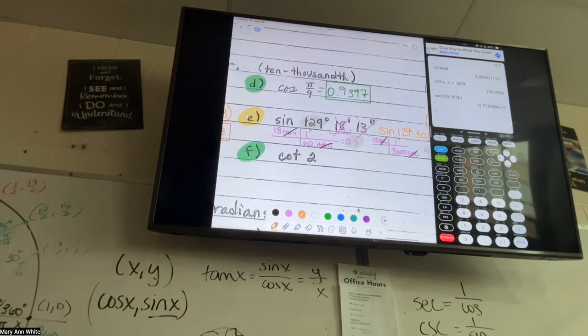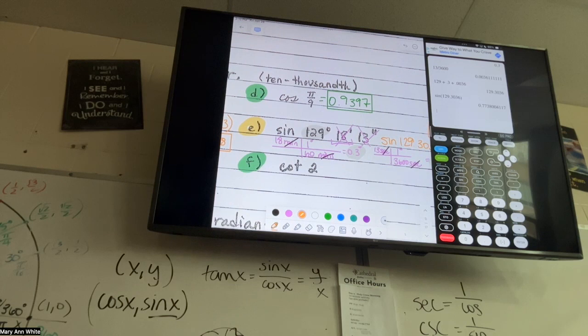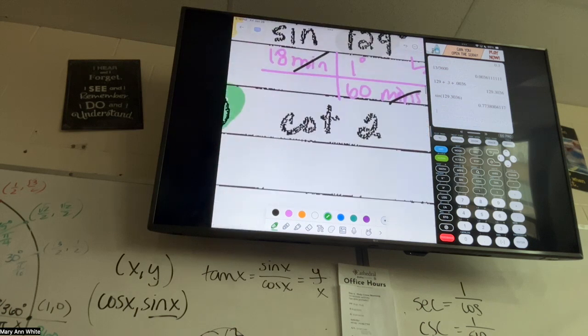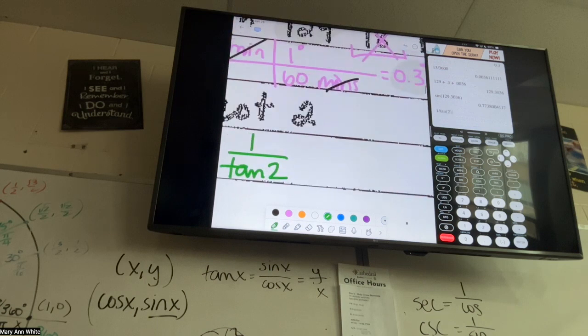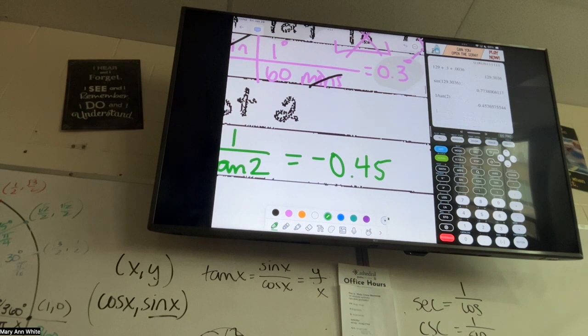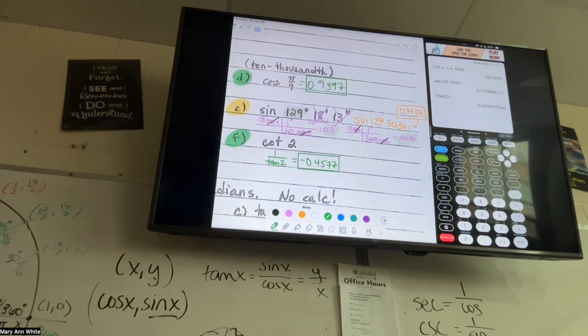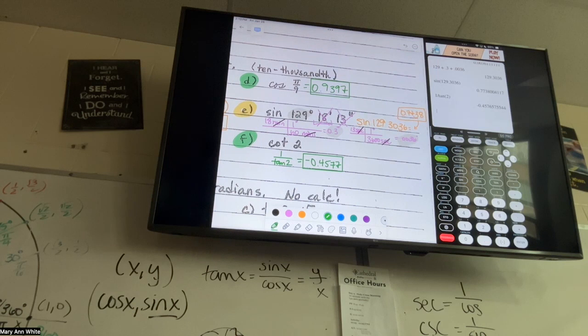And then my last one is cotangent of 2. What mode should I be in for that? Radian. So go back to mode. I think we need to change it to radian. And how do I type in cotangent in my calculator? 1 over tan 2. And I got a negative. We have not gotten negatives yet, but negative is a totally legit answer. So negative 0.4577. I'm sorry, none of our examples had that so far, but that is a real answer.